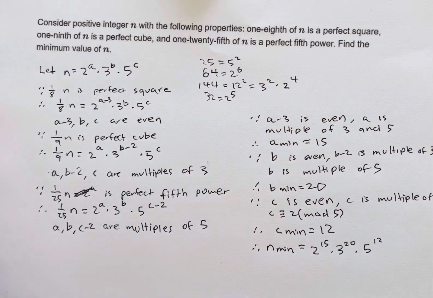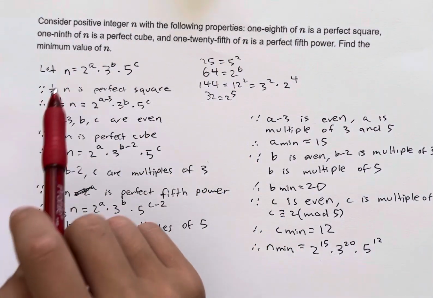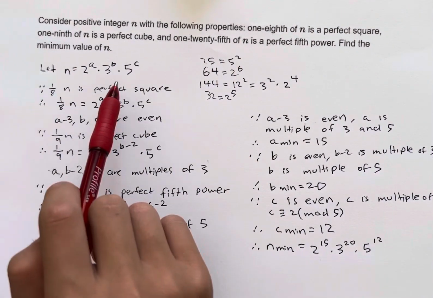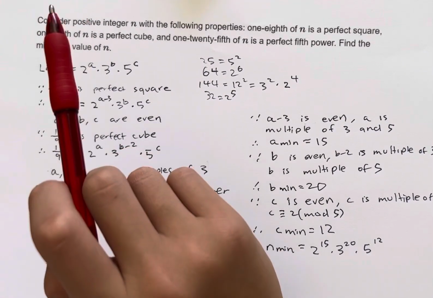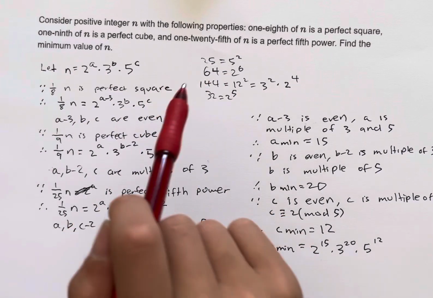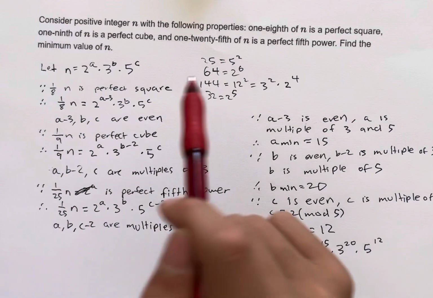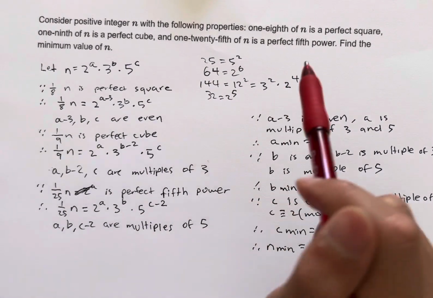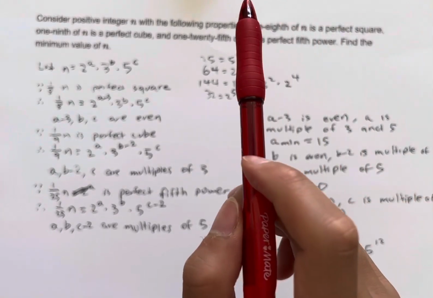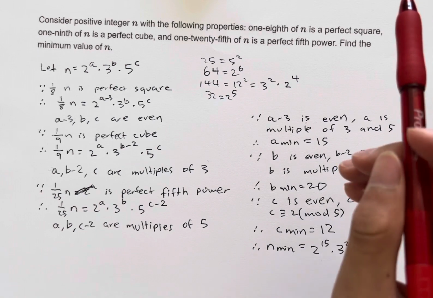So the main point of this problem is that you have to get n's prime factorization and notice that it will be 2 to the power of a times 3 to the power of b times 5 to the power of c. And since it's asking for the minimum, there can't be any other prime factors, like 7 and 11. And then you have to notice the properties given, like perfect square, perfect cube, and perfect fifth power. Using all this, you'll be able to find the minimum of a, b, c, and n.